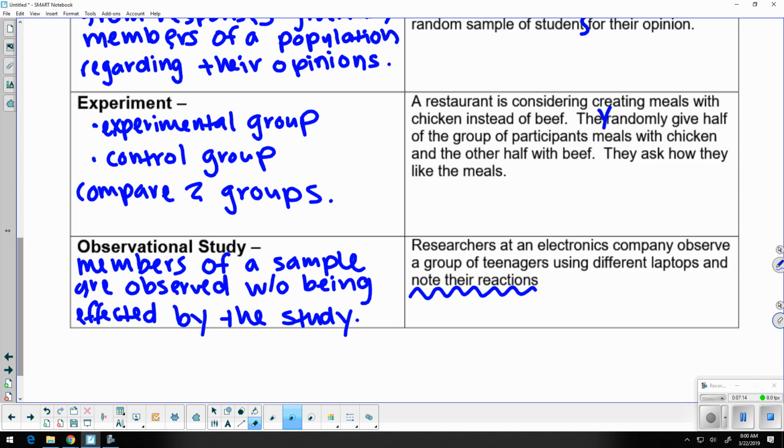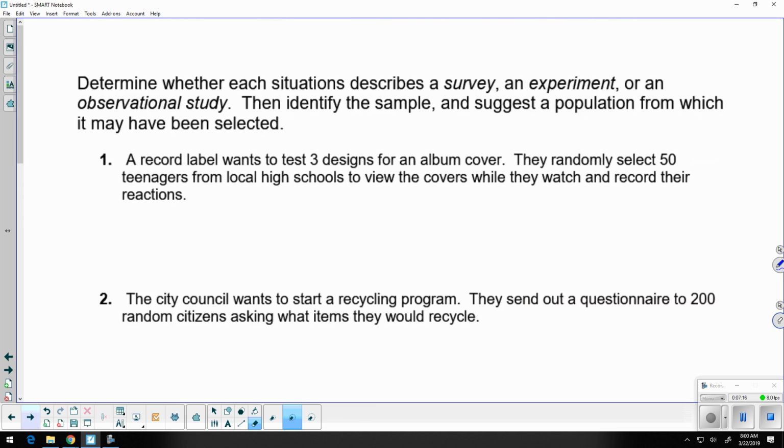Okay. So on the next page, in the directions, we're going to try to determine whether each situation is going to be a survey, an experiment, or an observational study. Then identify the sample and suggest a possible population from which it may have been selected. Okay, so reading through number one, like I said, it's going to be kind of wordy today. So we might have to read through these more than one time.